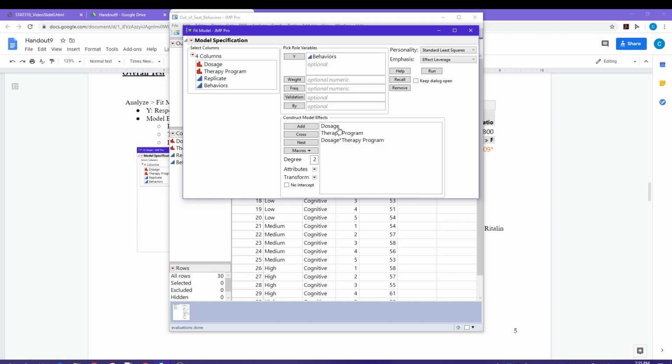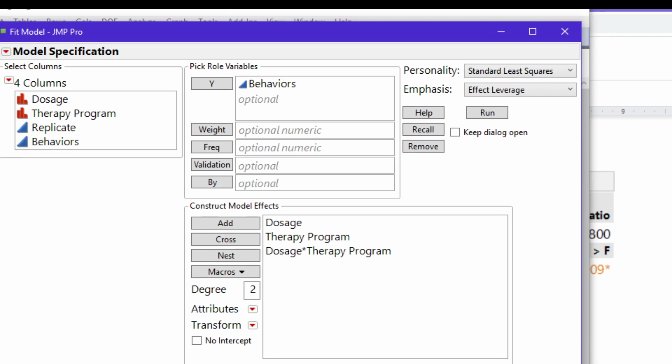Okay, so I need the main effect for dosage, the main effect for therapy, and then I need this interaction term in there. And then I can just say OK here. So just select Run up here. Excuse me, Run, not OK.